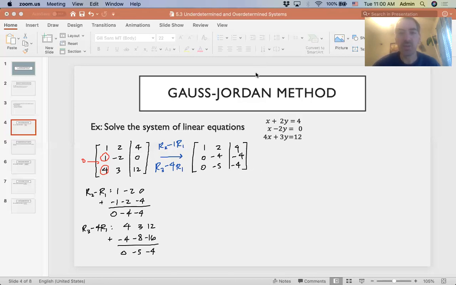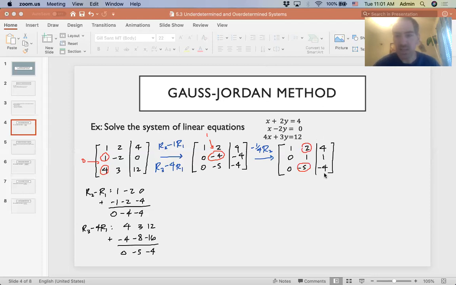All right, so now the first column is done. Now we want the second entry in the second column to be 1. And we can multiply by the multiplicative inverse, -1/4. Everything else remains the same. That's going to be 0, 1, 1. And now we want everything else in that second column to be zeros. So that 2 and the -5 should become zeros.